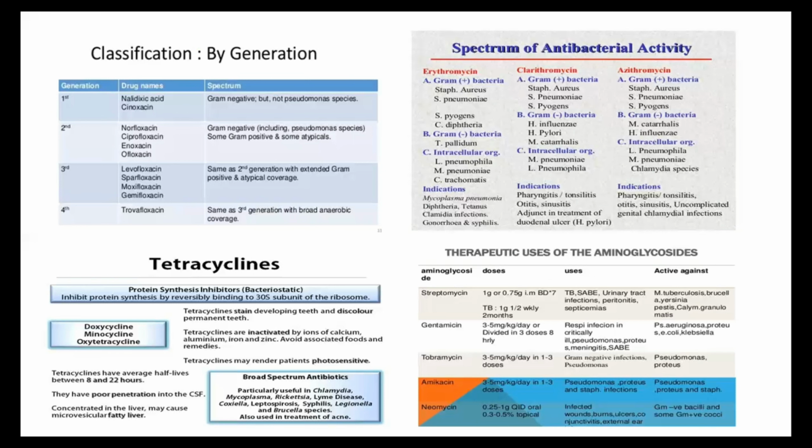Tobramycin 3 to 5 milligram per kg per day in gram-negative infections and Pseudomonas. Amikacin 3 to 5 milligram per kg per day in 1 to 3 doses for Pseudomonas, Proteus, and staph infections. Neomycin 0.25 to 1 gram QID orally or 0.3 to 0.5% topically for infected wounds, burns, ulcers, conjunctivitis, and external ear infections. Neomycin is active against gram-negative bacilli and some gram-positive cocci.